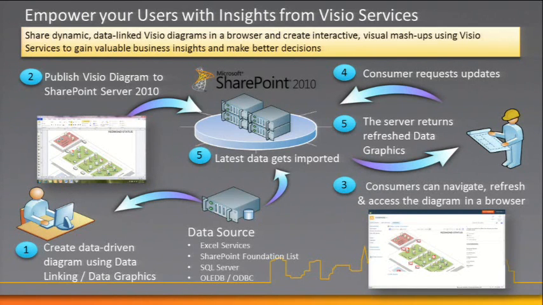And so once it's up there, the consumer comes along, they click on the diagram, it renders. If that diagram contains any data connections to data that Visio Services supports, then it'll contact that data source automatically, get the updated set of data, and it'll come back and refresh that diagram. And the data sources that are supported are SQL Server, Excel Services, SharePoint lists, and any ODBC and OLE DB driver that you want to set up.